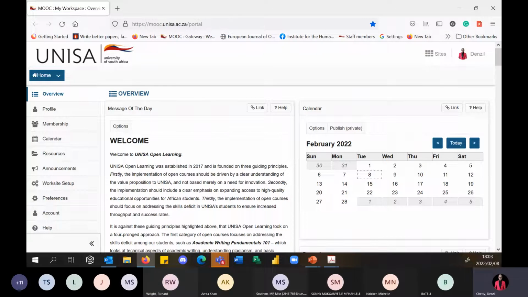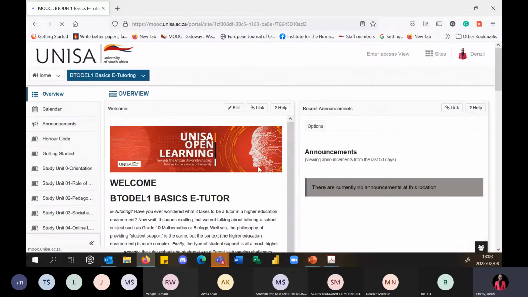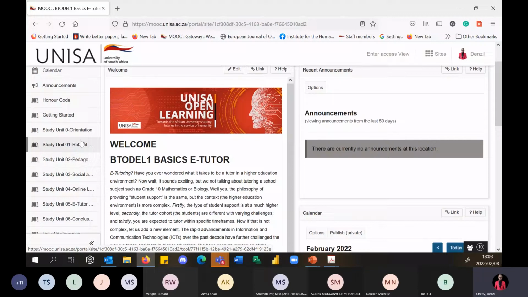Thanks, Richard. Okay, so colleagues, we are looking at the BT Odell 1 site, and I'm sure by now you are all familiar with how to find the site and link up with it. So today we will look at study unit 3. Remember, in the past 2 weeks we looked at the role of the e-tutors in an Odell environment and the different pedagogies that are used in an Odell environment. Today, more specifically, we're going to look at social and experiential learning in an Odell environment.